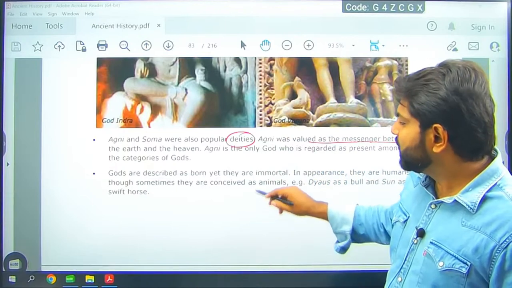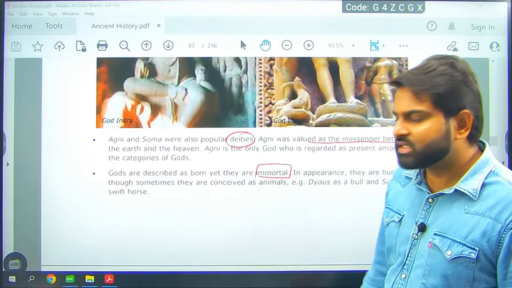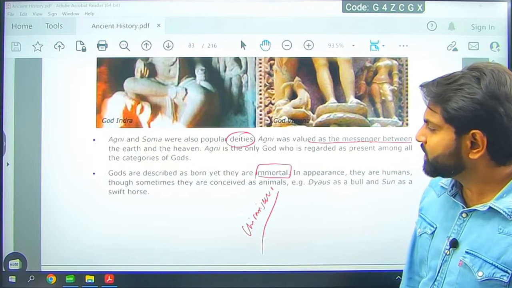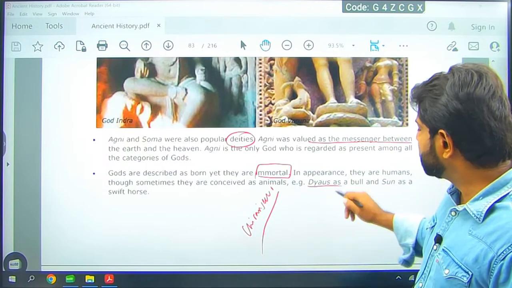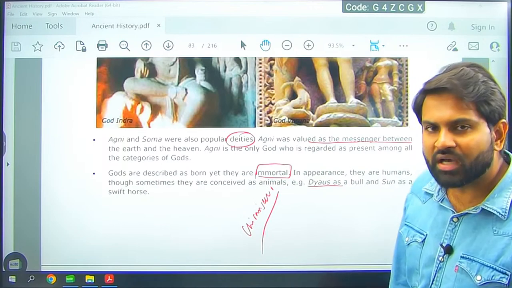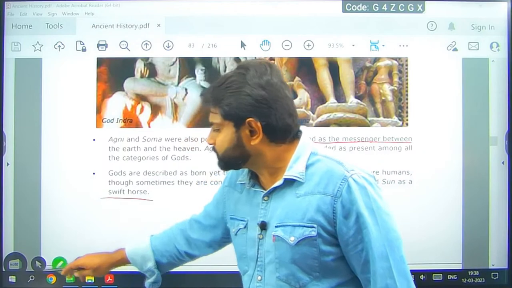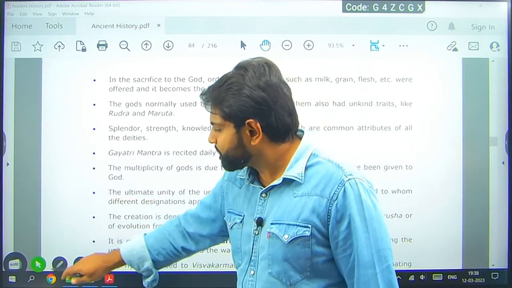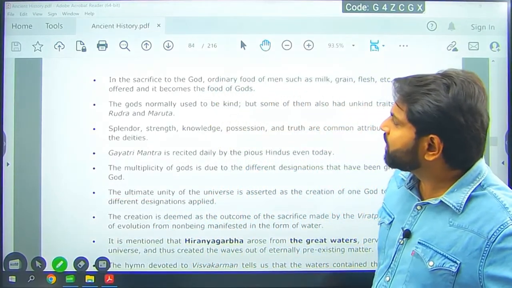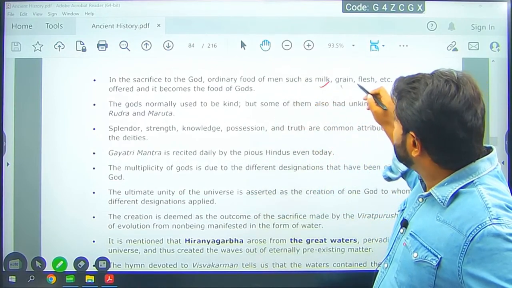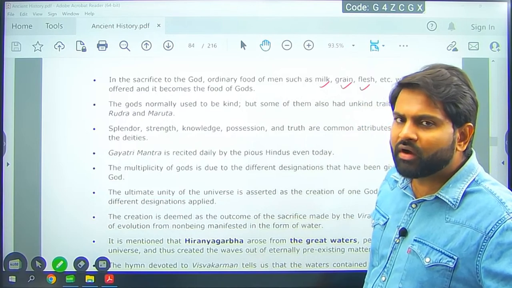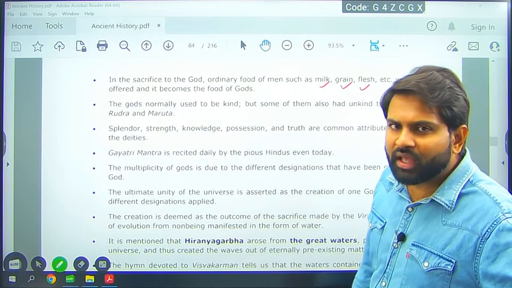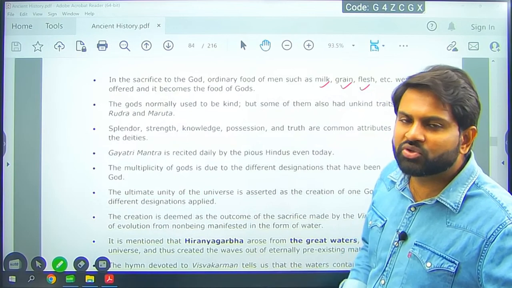Gods are described as born, yet they are immortal. So these are Chiranjeevis, immortal. In appearance, they are humans, though sometimes they are conceived as animals. Example, Dyaus as a bull and the Sun as a swift horse. So symbolically, in the sacrifice to the god, ordinary food of men such as milk, grain, flesh, etc. were offered, which becomes the food of gods. So Agni, the transporter of these materials, will take them from the earthly world to the spiritual world, which is heaven.